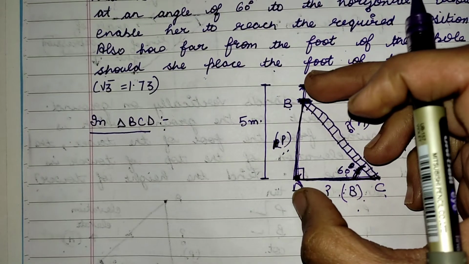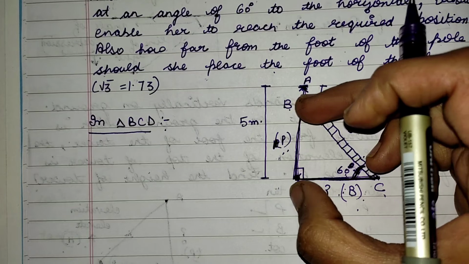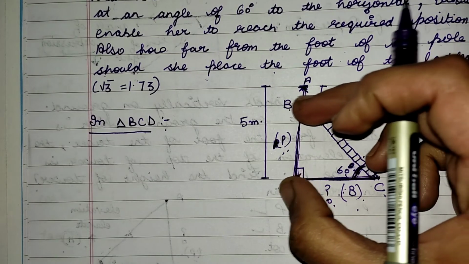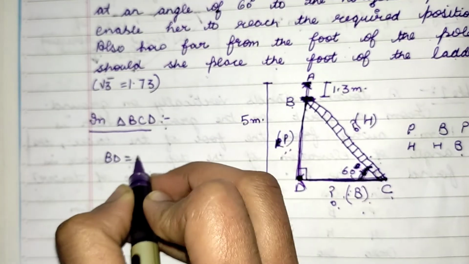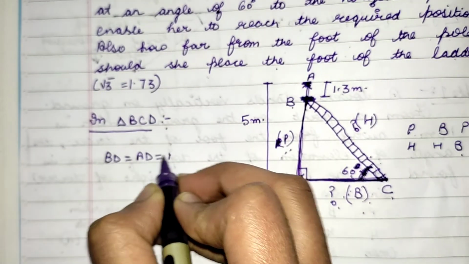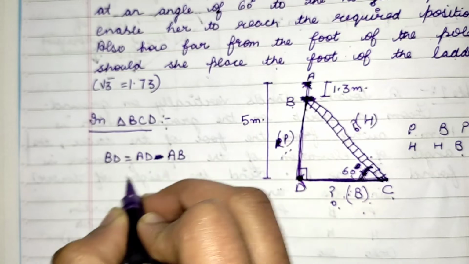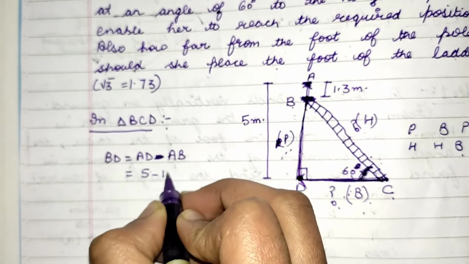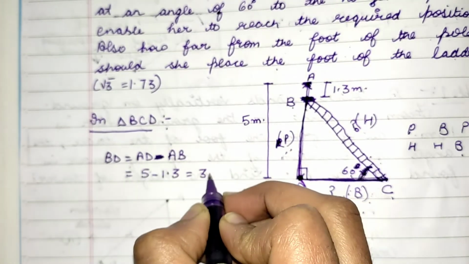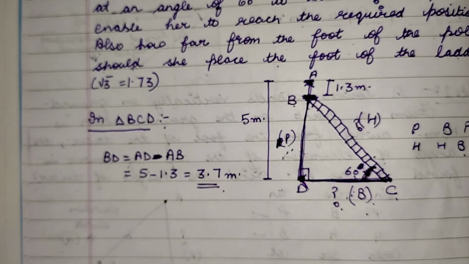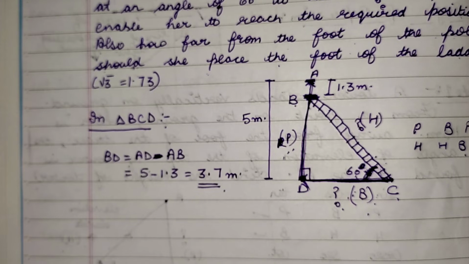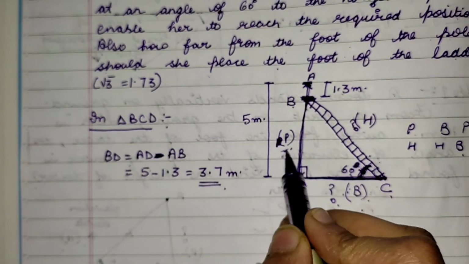You can see that complete AD is 5. Our requirement will be for BD only. So BD is equal to AD minus AB, which is equal to 5 minus 1.3, which is equal to 3.7 meter. Okay, so I have got my perpendicular.